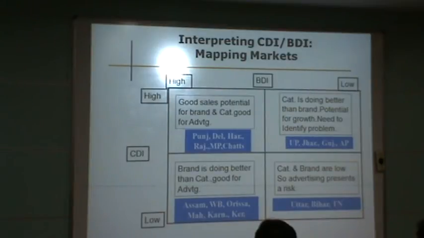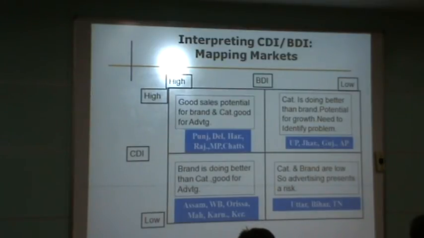In that case, you can either choose to ignore it at that moment, or you can try to figure out how well you can consolidate, as this is a market where you can actually consolidate. And when it comes to both, where your category is low and your brand is low, that means that market doesn't have the potential at all. So in that case, there is no use of spending in those markets.